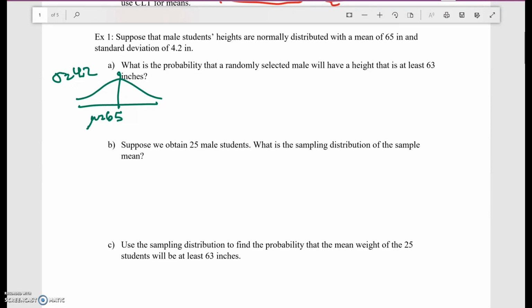Okay, so we want to know the probability that a randomly selected male will have a height that is at least 63 inches. So 63 is maybe around here. So here's 63, and we want to find the probability that it's at least 63. Remember, at least means 63 or more, so we're looking for all of this area. So this one had nothing to do with central limit theorem. It was just a basic normal problem. So all we're going to use is norm CDF.